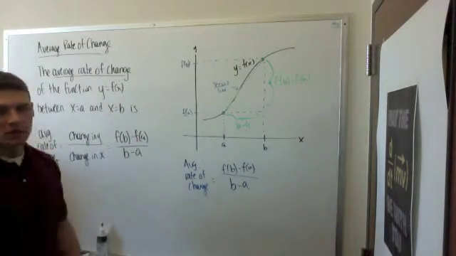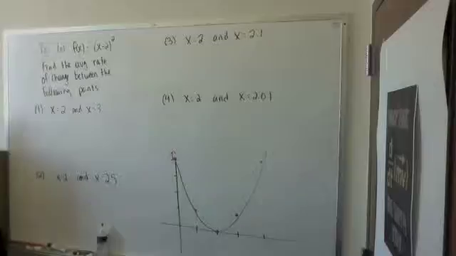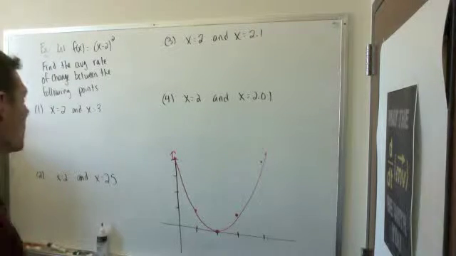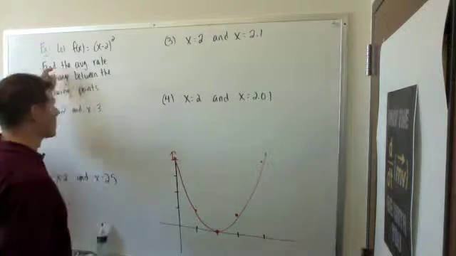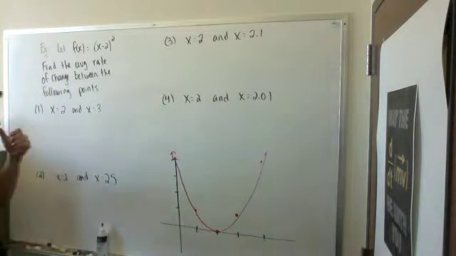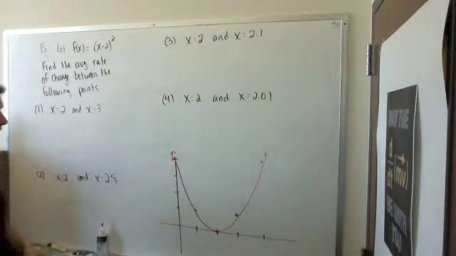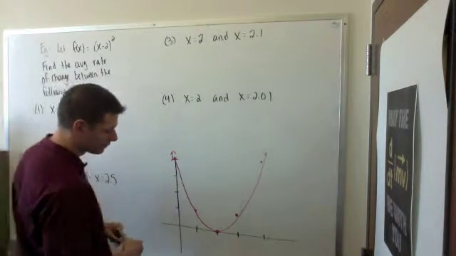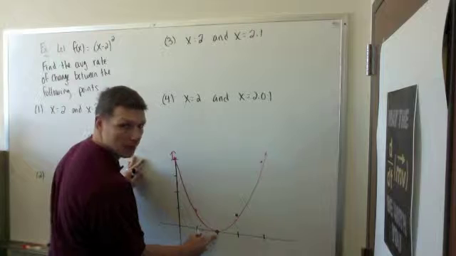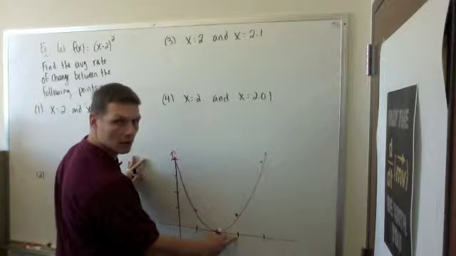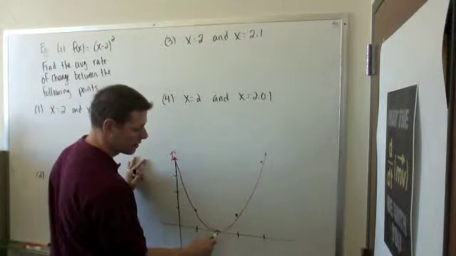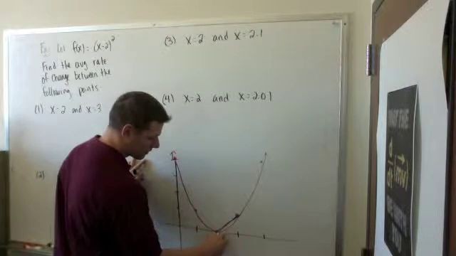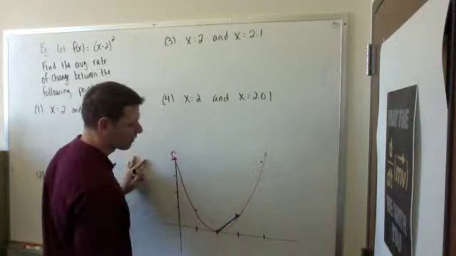Okay, so let's take a look at a couple examples. Okay, so here's our first example. f of x equals x minus 2 quantity squared. We're going to find the average rate of change between the following points. We have x equals 2 and x equals 3. Here's x equals 2. Here's x equals 3. We're looking for the slope of the secant line that goes through the 2 points on the graph there. So what's the slope of that guy?